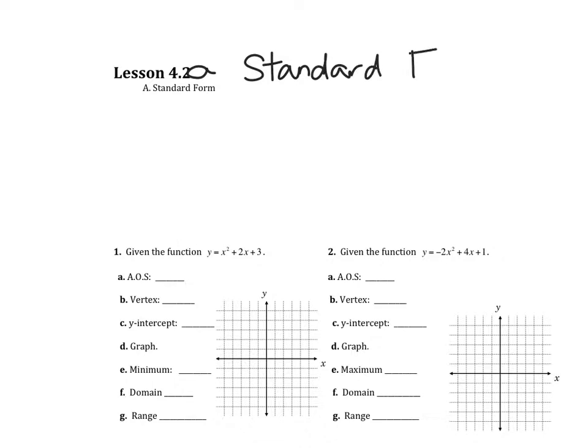So there are only two forms for equations of parabolas. There's vertex form, which we learned, and now there's going to be standard form. So the standard form is y equals ax squared plus bx plus c.